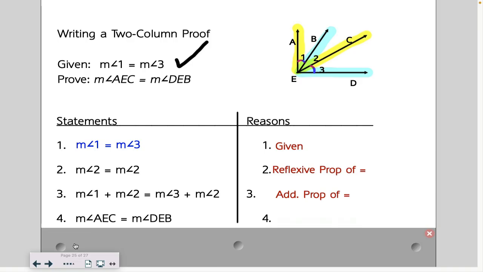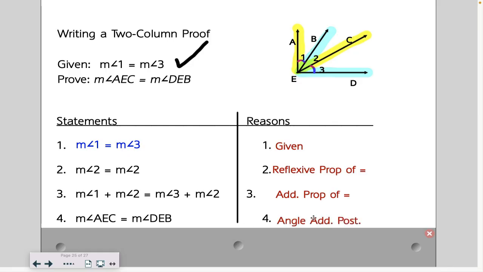This next one's probably the hardest one. They're saying that the measure of angle AEC is equal to the measure of angle DEB. It's not substitution. Is it transitive? It's not transitive. It's not on anything that we did today. It's not in your classwork at all today. It's something we did a long time ago. That's why you're going to hate it.